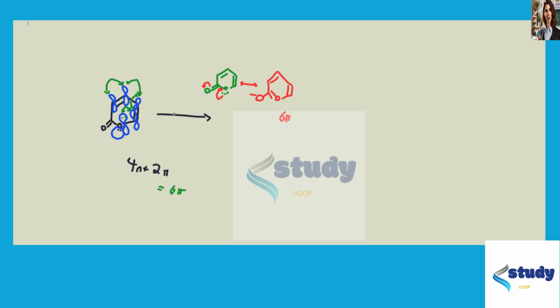Therefore, it undergoes a substitution reaction with diatomic bromine, and not an addition reaction, because it is an aromatic compound.